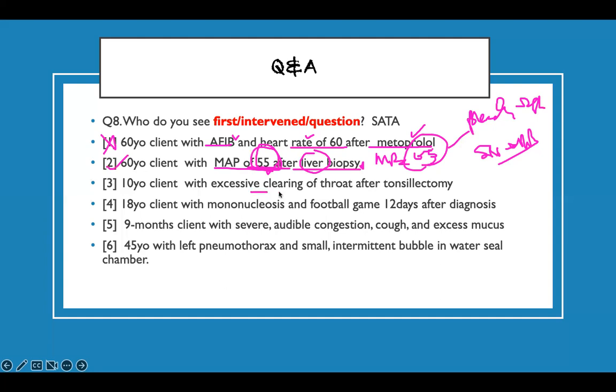10-year-old client with excessive clearing of the throat after tonsillectomy. Tonsil is where it's located. There's a lot of blood vessels there. Whenever they remove the tonsil, number one complication you're looking for is bleeding. So you tell the mother, breathing precaution, no contact sports for 14 days.